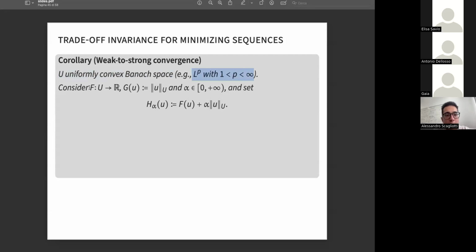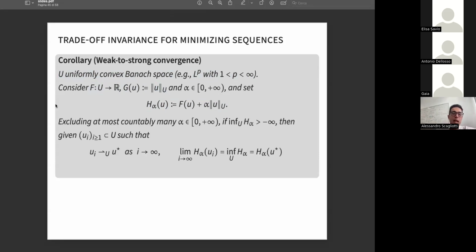Extreme excluded. Let's consider F to be the functional of interest and G to be the norm of U. This works even if G is not just the norm, but the norm to some power P, for instance the norm 2 to the power 2 or the norm P to the power P. Let's set H alpha to be, as usual, F plus alpha times the norm of U. Then what happens? If we exclude at most countably many bad values of alpha, if the infimum is bigger than minus infinity, what happens?